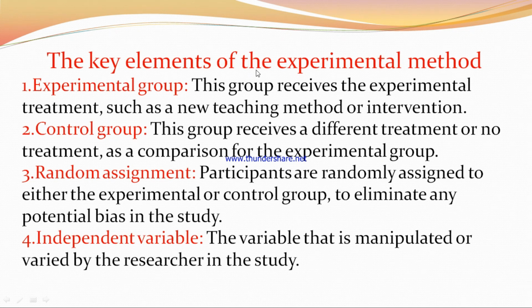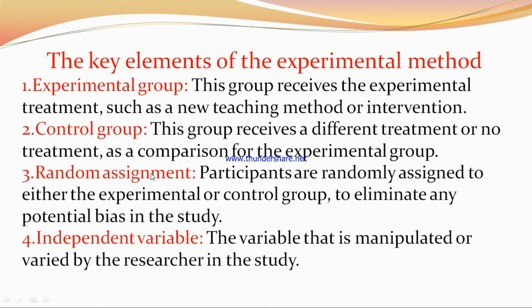The key elements of the experimental method, first one is experimental group. This group receives the experimental treatment such as a new teaching method or intervention. Second one is control group. This group receives a different treatment or no treatment as a comparison for the experimental group.